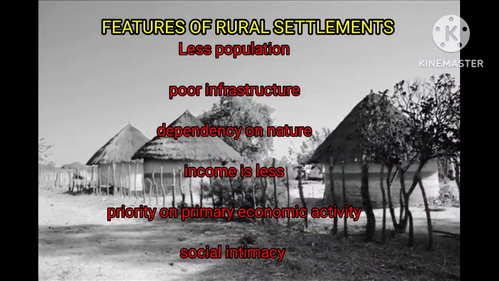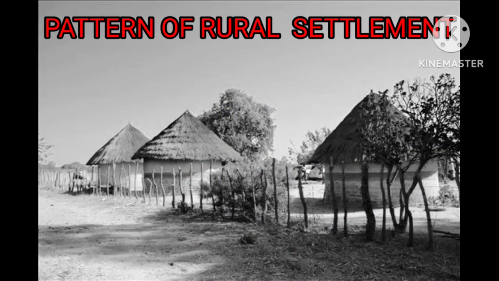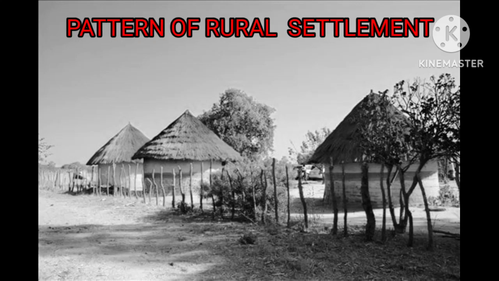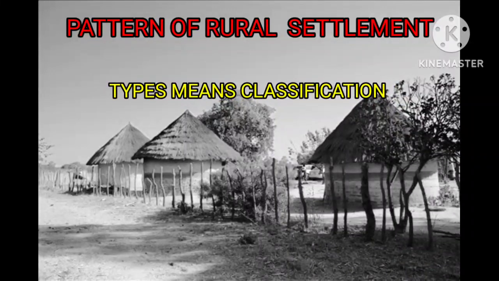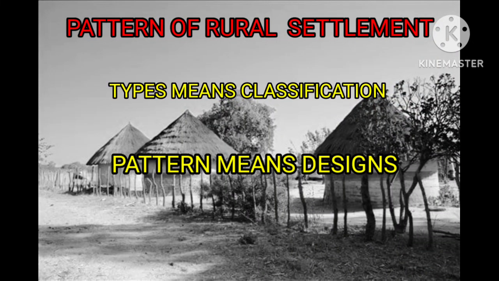Now, the main point that we are going to discuss is the pattern of rural settlement. First, let's see the types of rural settlement. There is a slight difference between types and pattern. Types means the classification, and pattern means the design, how the rural settlement is developed in a specific region.